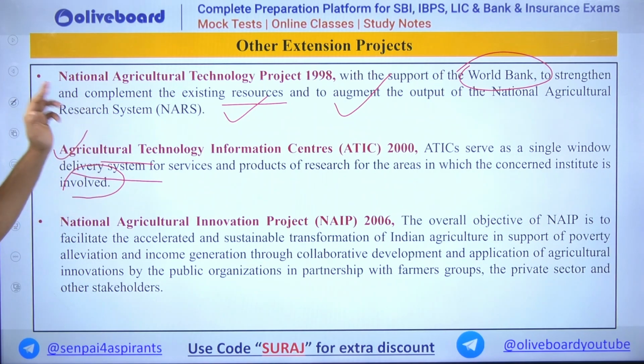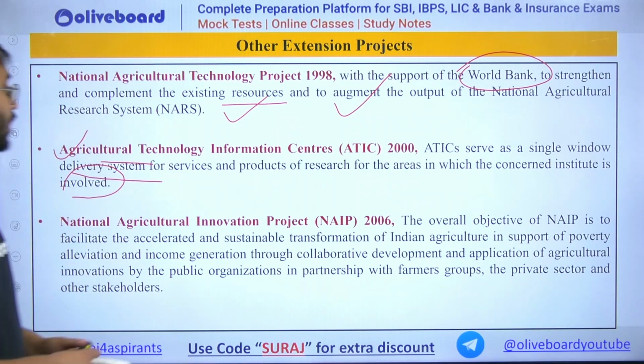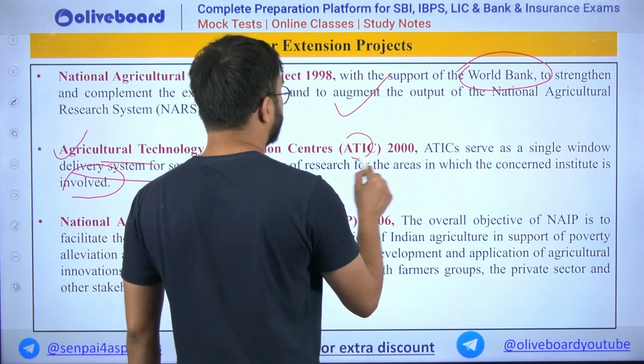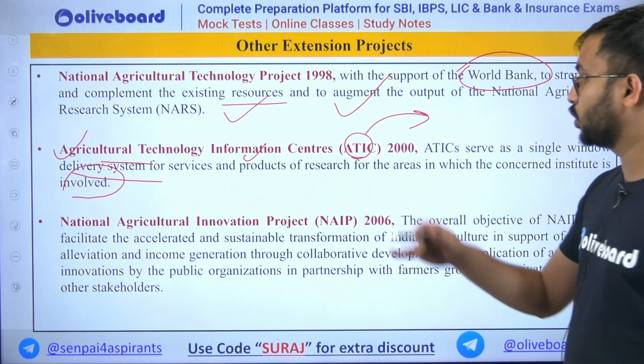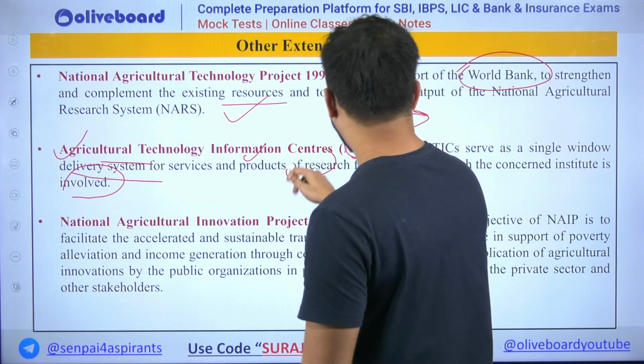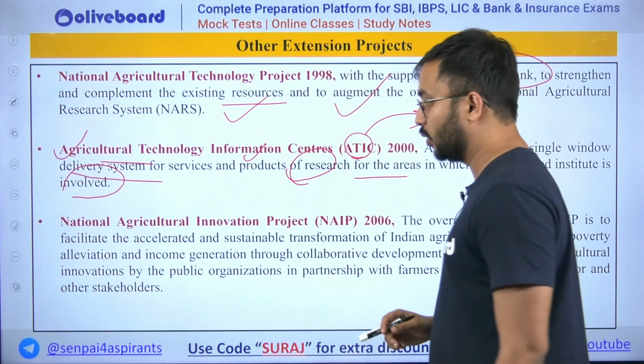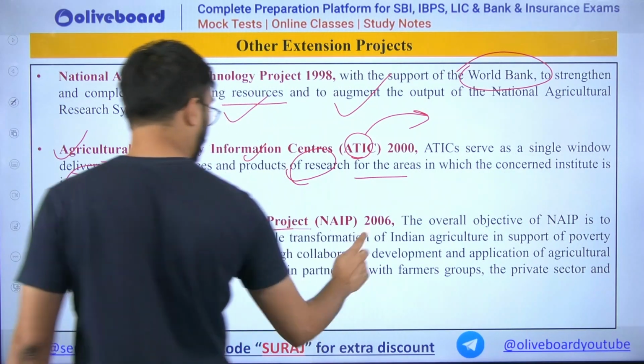If you see agricultural technology information system centers, these are the centers which disseminate the important technological information related to services and products of research in different areas. Okay, then National Agricultural Innovation Project.